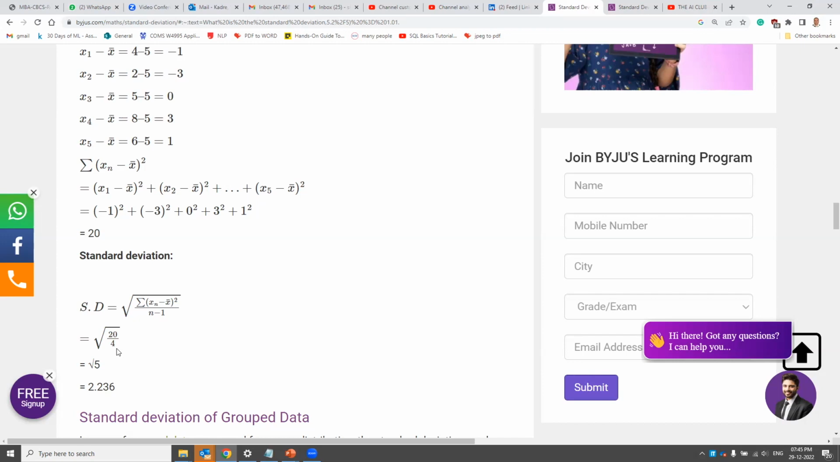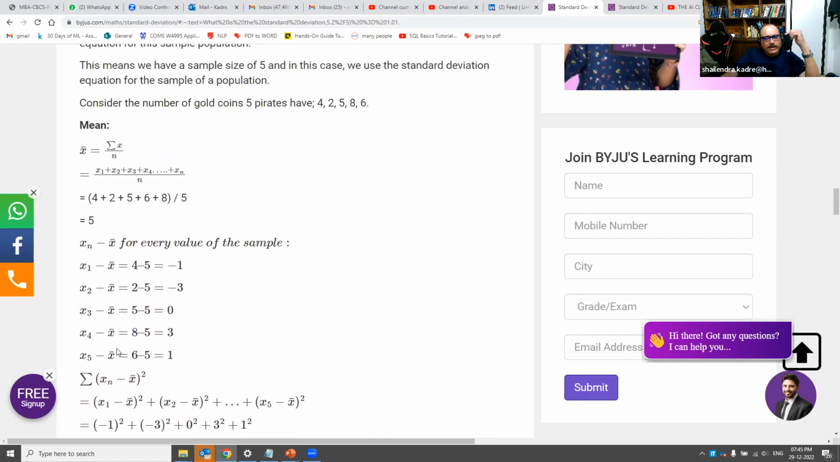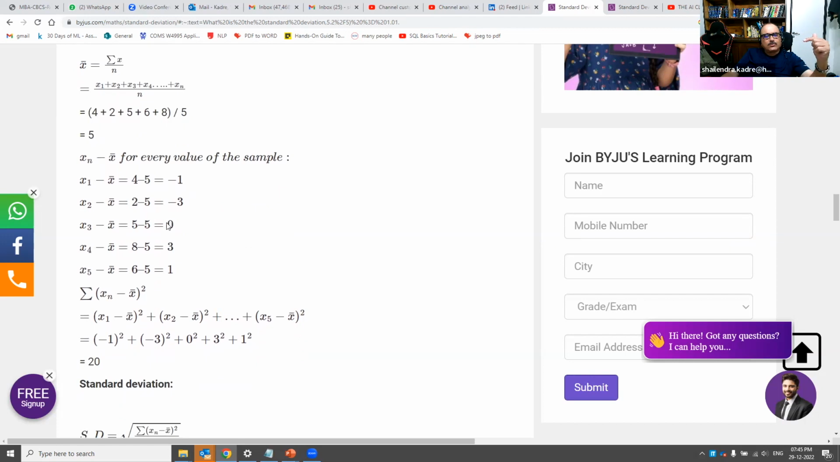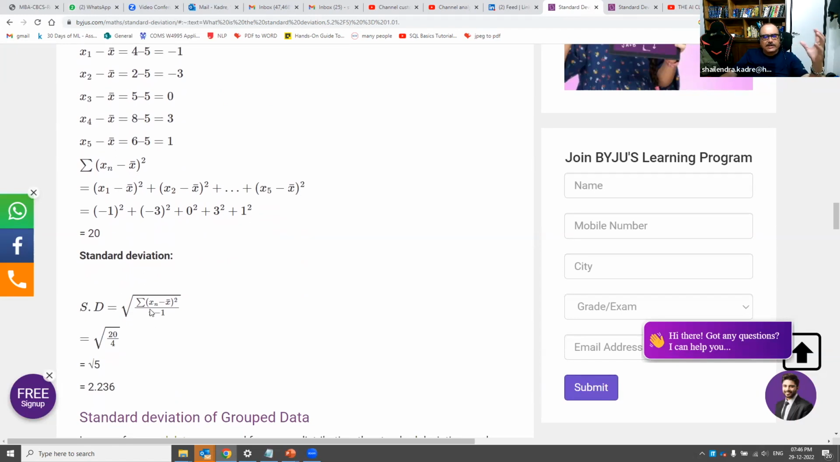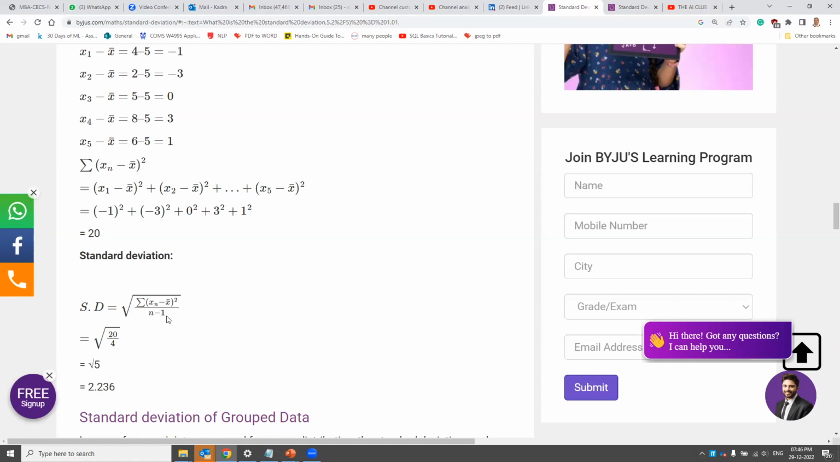Yes, sir. Understood. So this is called standard deviation. This is how standard deviation is calculated. First step is to calculate the mean of the numbers. Second step is to subtract the mean from each of the values of x. Then whatever difference you get, you square and add, that is the third step. Fourth step is you divide that summation by n minus 1. And fifth step is the square root. Got it? Everyone got it, right?